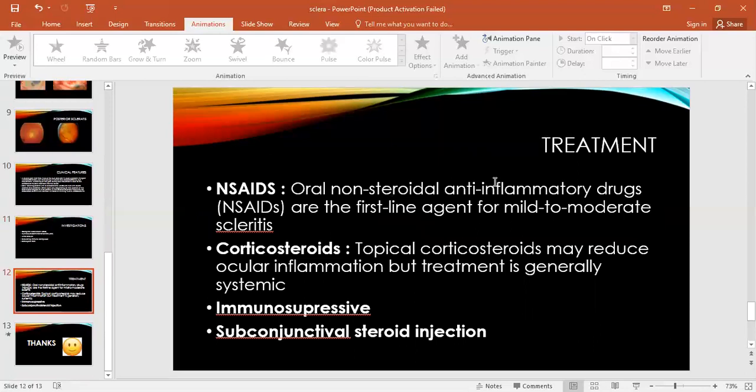Now we come to treatment. We use NSAIDs, corticosteroids, immunosuppressives, and subconjunctival steroid injection. NSAIDs are the first-line agent for mild to moderate scleritis. Corticosteroid is used to reduce the ocular inflammation, but the treatment is generally systemic. We may use immunosuppressives if the steroid is resistant, and subconjunctival steroid injection such as triamcinolone acetonide is effective in anterior non-necrotizing scleritis and necrotizing scleritis.